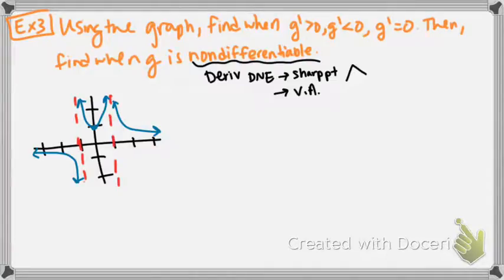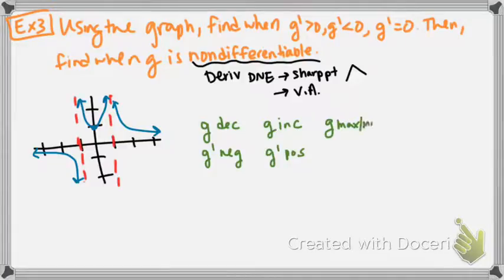I already see where g prime is 0. So if you need to, get out another color so you can mark this up. Remember what we're looking for. G is decreasing means that g prime will be negative. G increasing means that g prime will be positive. G having a max or min means that g prime is 0. And later we're going to learn or undefined, because a sharp point can also be a maximum and g prime is undefined there. So let's start with g prime undefined, or g prime equals 0.